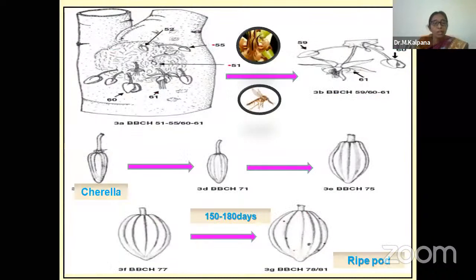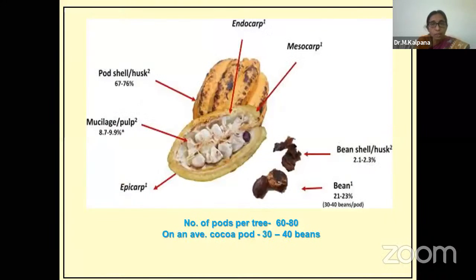Here, this is the flower cushion. The flower cushion is formed at the leaf axil. At the base of the leaf axil, you will get a flower cushion, which contains almost 5 to 50 flowers in a cushion, which are pollinated by the pollinators, that are the midges. After pollination, a cherelle will develop. This cherelle almost takes 150 to 180 days to get a ripe pod. Okay. So this is all about the flowering pattern of cocoa.